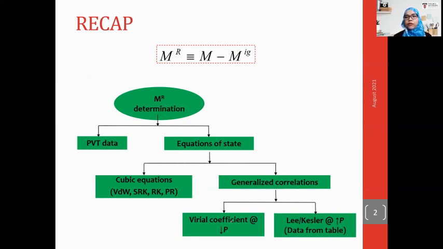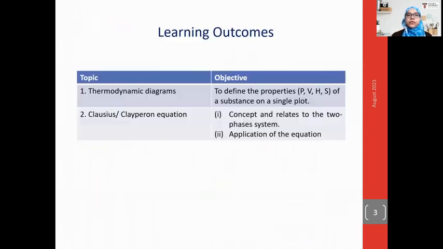If the pressure given in the problem is lower than 15 bar, we're gonna use the virial coefficient to determine the desired properties. Otherwise, if the pressure is higher than 15 bar, we're gonna choose Lee Kesler, referring to our reference table from the textbook.